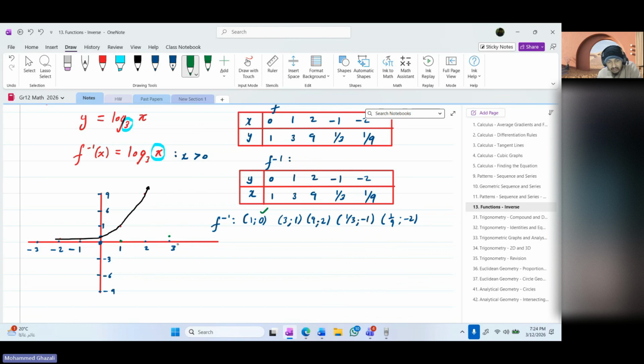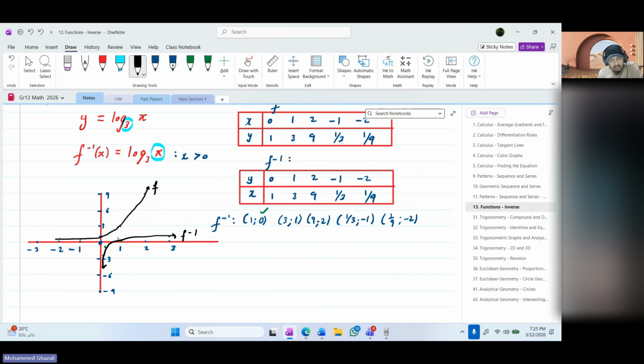9 and 2. I can't really plot that because 9 is too far away. 1/3 and -1, I can plot that. It's right here. I can plot 1/9 and -2, which is somewhere around here. Okay. So you can see this graph is coming down. It's completely opposite, right? It shouldn't be so flat. It should be going away. Yeah. So that's good enough. So this is a graph of F and that's a graph of F inverse.